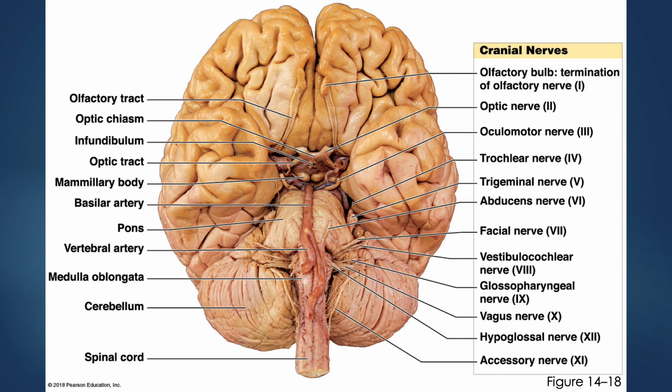The glossopharyngeal nerve innervates the tongue. Glosso is tongue, and pharyngeal is throat. The vagus nerve is number 10, and that is a wanderer, which we'll discuss later on. And then the last 2, the accessory nerve is 11, and the hypoglossal nerve is 12.